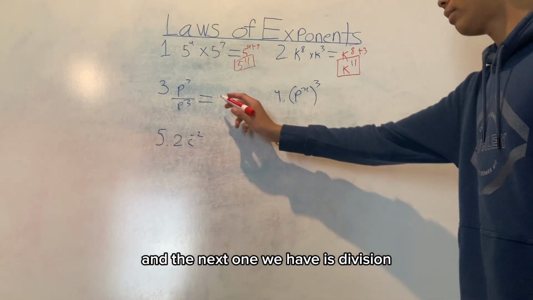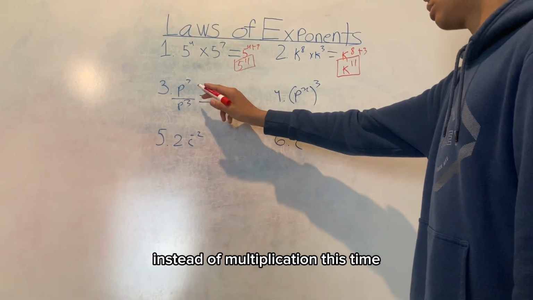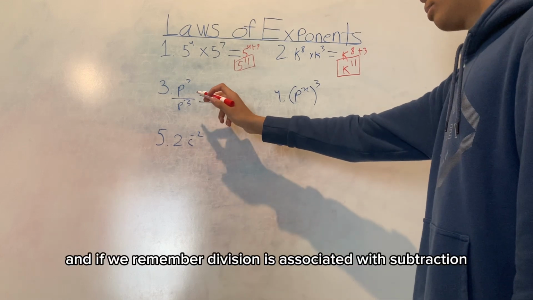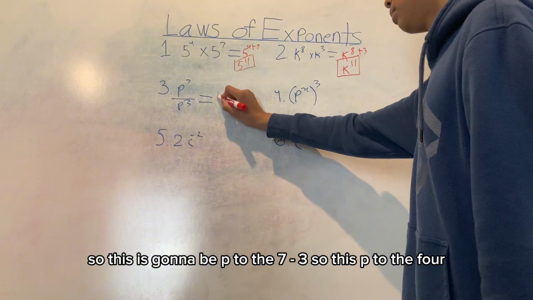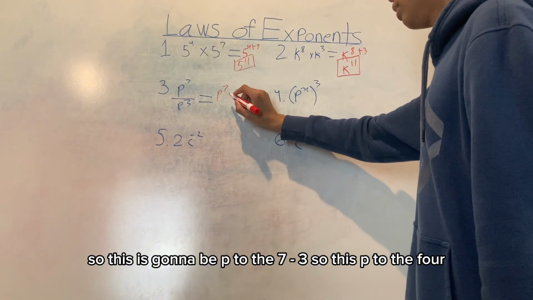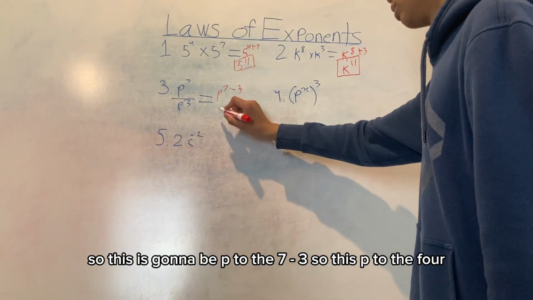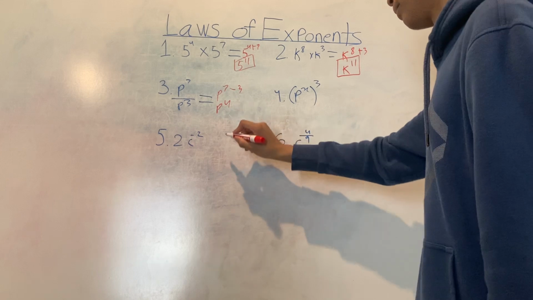And the next one we have is division instead of multiplication this time. If we remember, division is associated with subtraction. So this is going to be p to the 7 minus 3. So this is p to the 4.